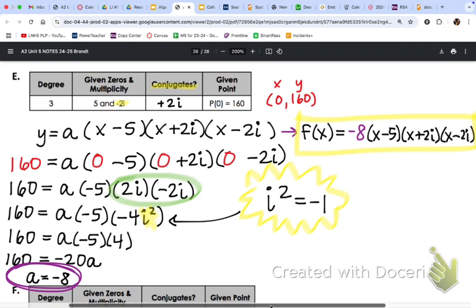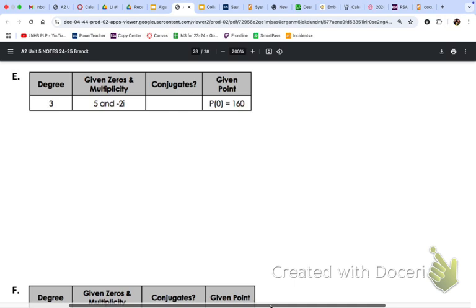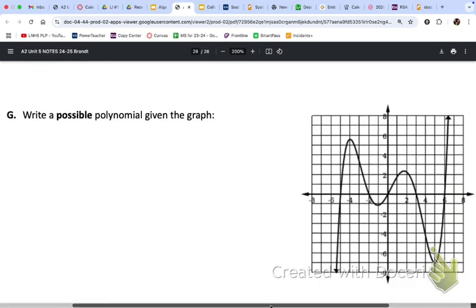But what I'd like you to do with people around you is look at this very last one. It's a graph, actually, and it asks you to look at the graph. Based on the zeros that you see, can you write it in factored form? So I think that's what, G? So here it is, yeah.